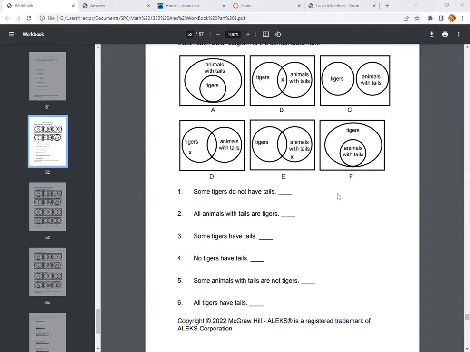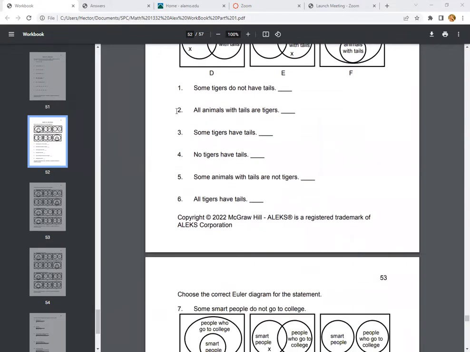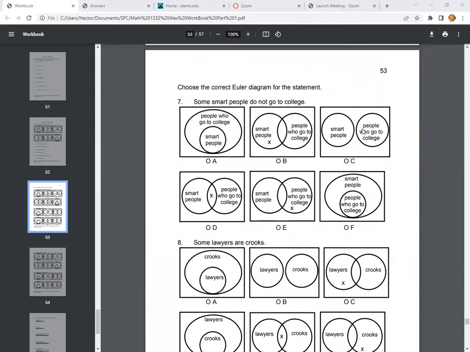All right. And let's go down to, you can try the rest. Make sure you try the rest for practice. Now 7, let's look at 7. 7 is some smart people do not go to college. So basically you have the 2 sets, smart people, and the set that people who go to college. If you look at the Euler diagrams, you have 2 sets, people who go to college and smart people, right?